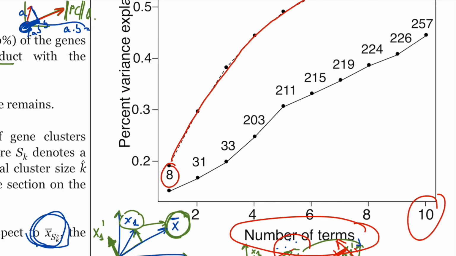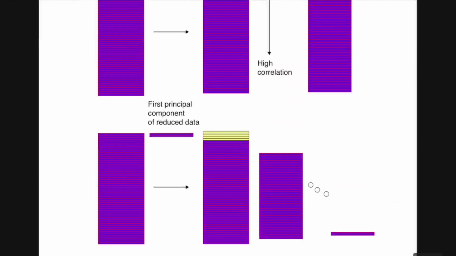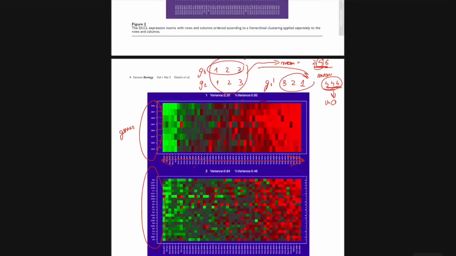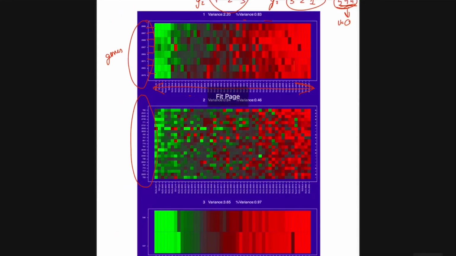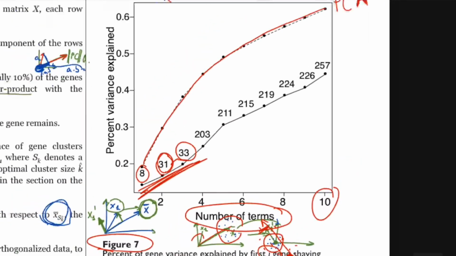But here we see the first cluster of 8. Now, in the next cluster, you found 25 more genes, so in total you have 31 genes. In the next cluster, you found another 2 genes, so you have 33 genes. These 3 clusters of 8, 25, and 2 are exactly the ones that I've been showing here. So each gene represents a vector in the space of samples.